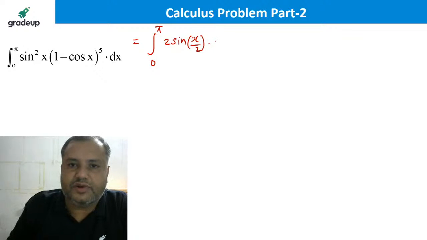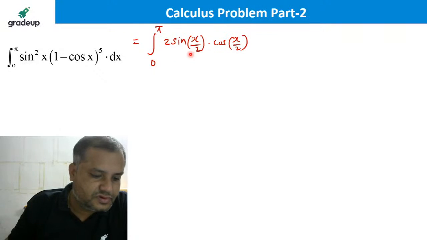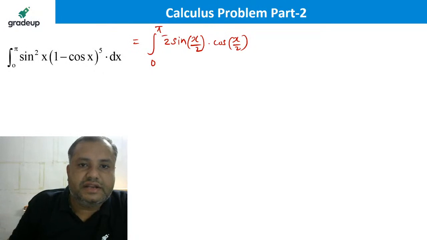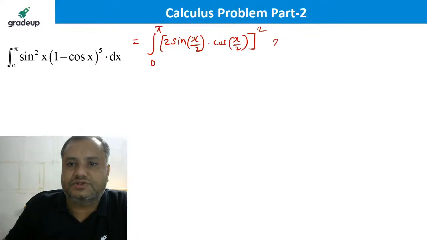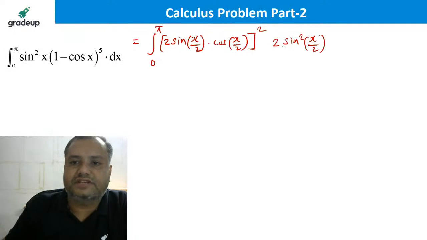2 sin x by 2 into cos x by 2. And it is squared, sin x square. So 1 minus cos x is 2 sin square x by 2. Very good beta, shabash.